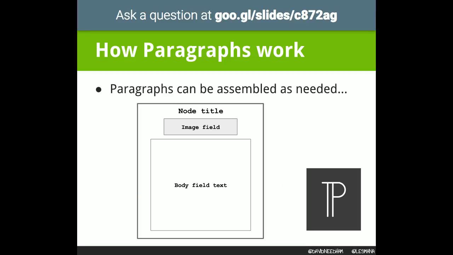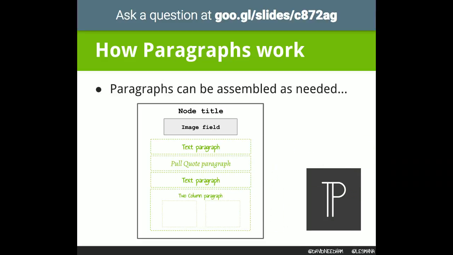So here's an example of how you might use paragraphs on your website. So again, here's the standard, maybe an article content type. We have a title, we have an image, we have our body field. We'll just replace our body field, we'll get rid of it, and we're going to throw in a few paragraphs. So we might have a text paragraph, followed by a pull quote paragraph, followed by another text paragraph, followed by a two-column paragraph that might have additional paragraphs within it.